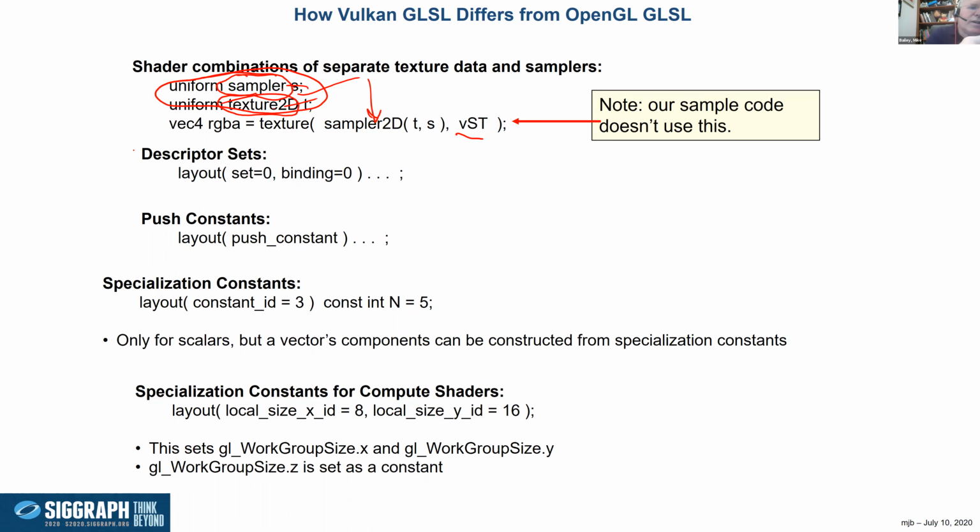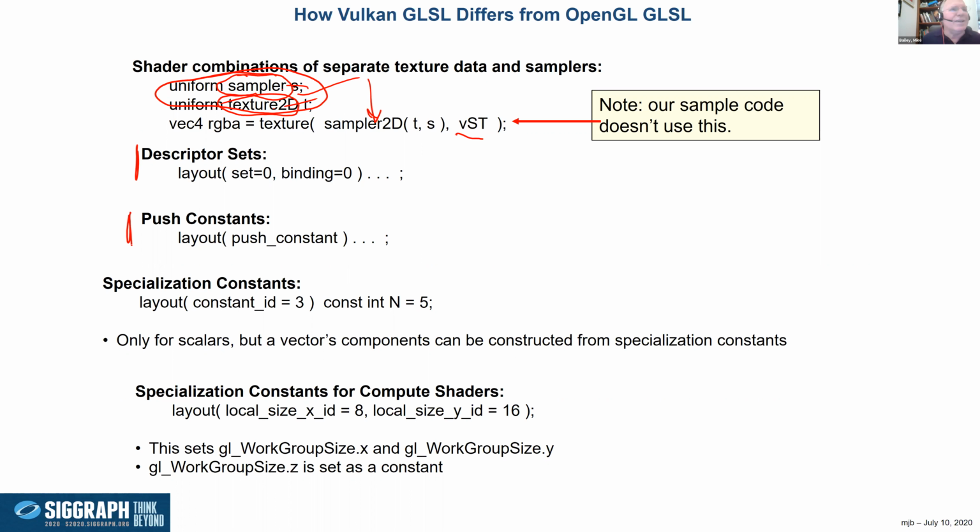Descriptor sets, this is how you pass in information about your uniform variables. We're going to come back to this because this is super, super important. Push constants, this is a way of just injecting bits into your shader. And I like this. We'll talk about push constants before we're done today.